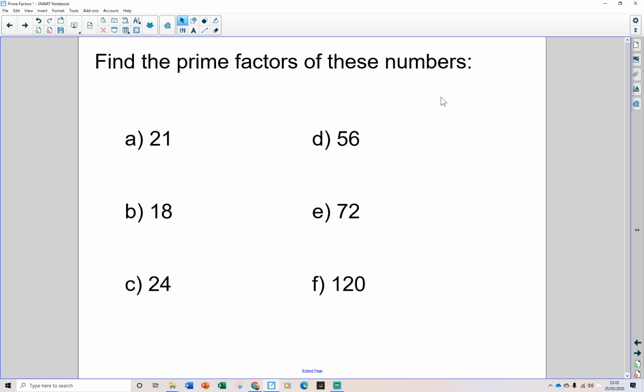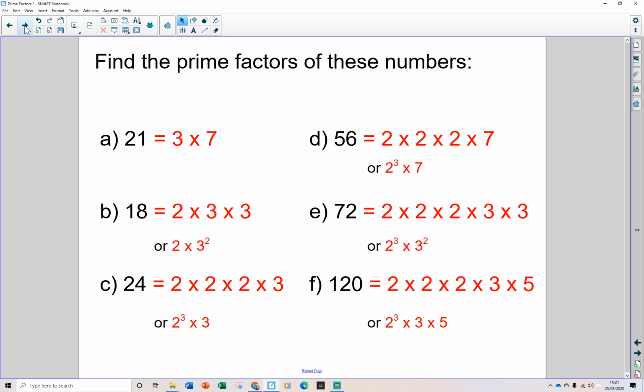Welcome back, guys. Here are the answers. I'm sure you're desperate to know if you got it right. Okay, so 21 is 3 times 7. That was a nice easy one to get you started. It just has a single pair of factors. The first pair that you can think of are actually prime numbers. 18 is made of 2 times 3 times 3, or we can write that as 2 times 3 squared.